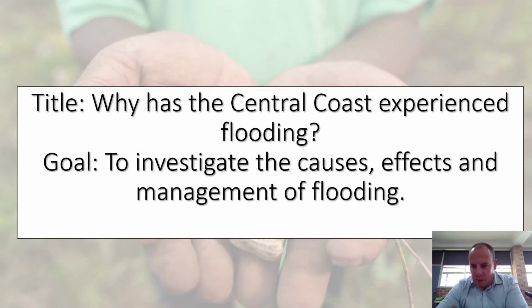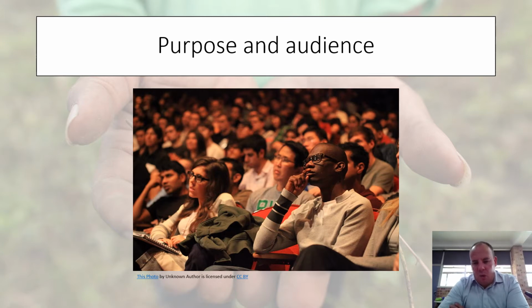That's our overall goal. Now before we start writing, like any assignment, any topic, you've got to think about your purpose and your audience. Your purpose is looking at why the Central Coast has experienced flooding. While we're writing, we're looking at the biophysical factors that cause flooding, and how by looking at those biophysical factors we can use effective management schemes. That's our purpose, and that's what you've got to remember when you're writing. You are looking at the biophysical processes that cause flooding and how we understand those to manage flooding.